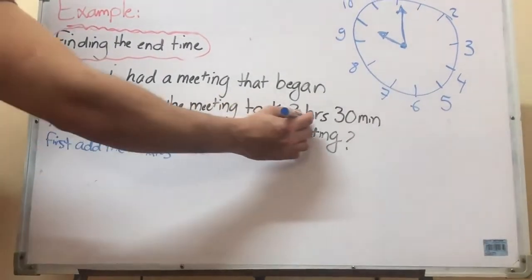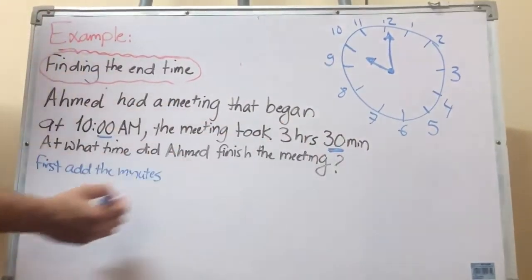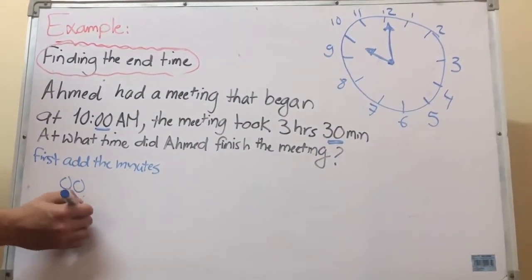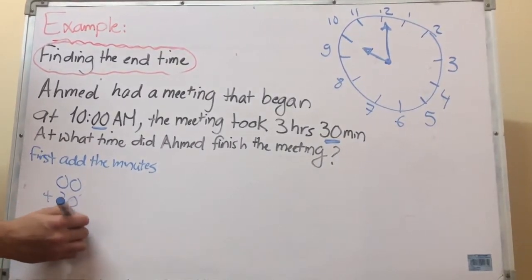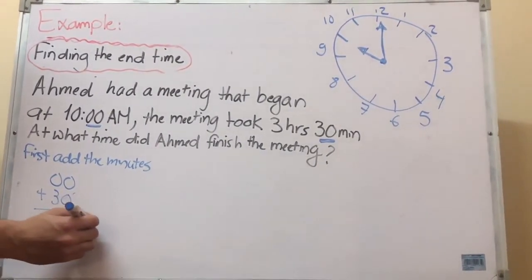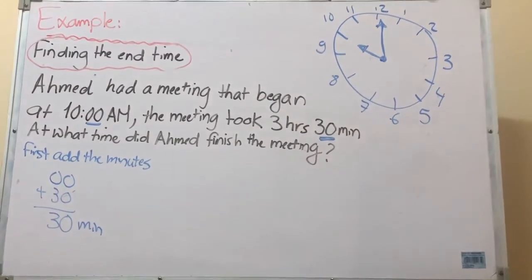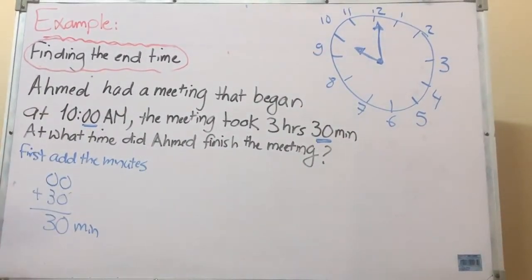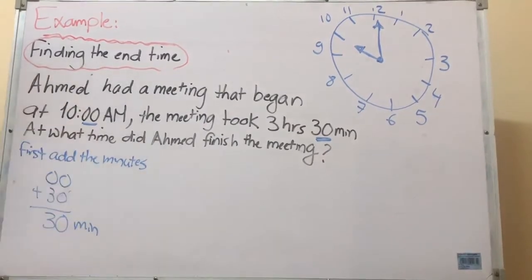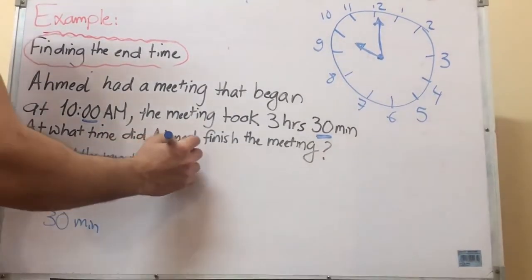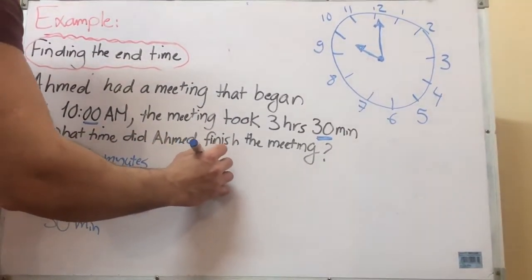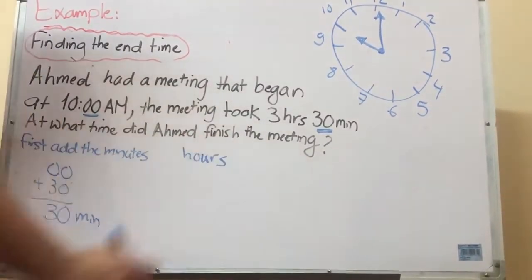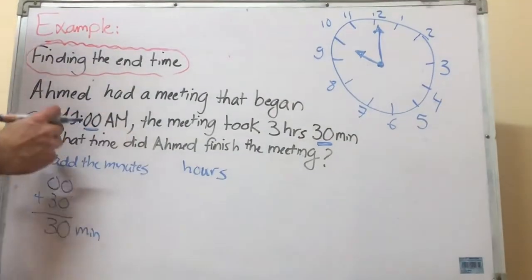And the meeting took 3 hours and 30 minutes. So I have 00 plus 30, which is 30. Okay, so it's 30 minutes. Now, you're gonna have to check, is 30 less than 60? Yes, it is. So the minutes stay as they are. Okay, now let's go to the hours. We're gonna have to add the hours.